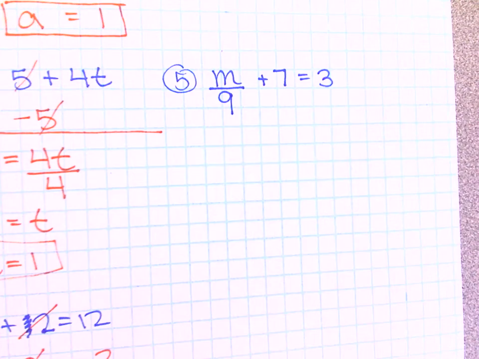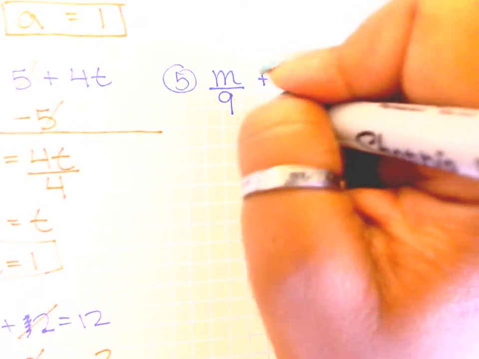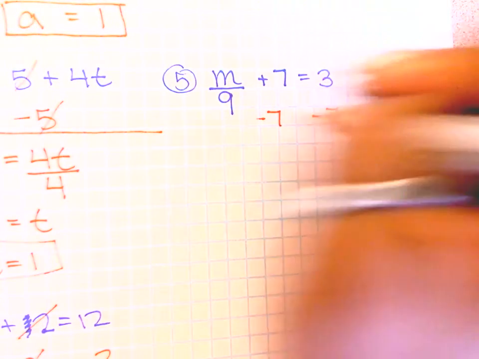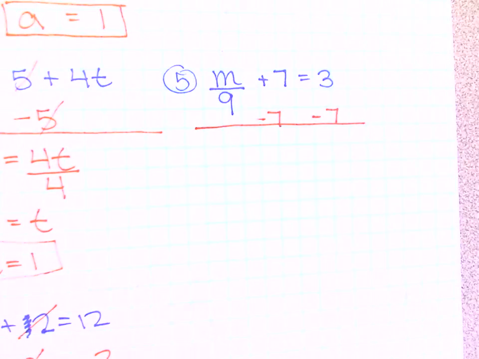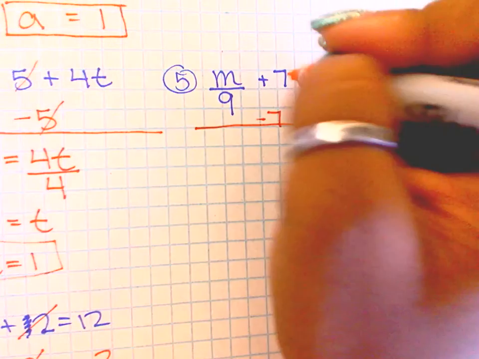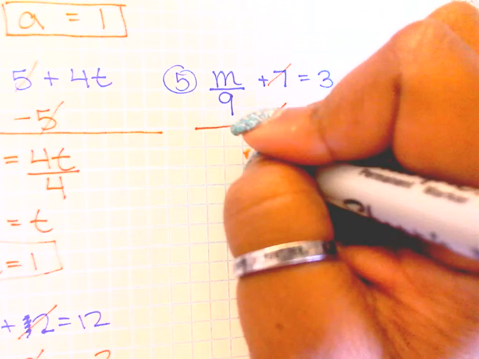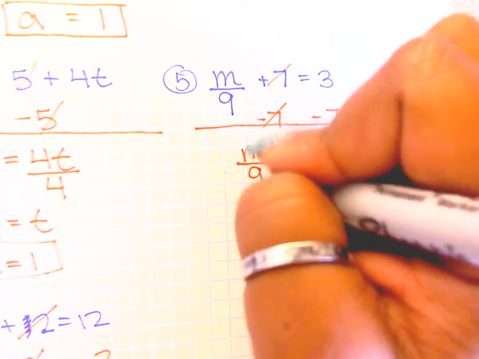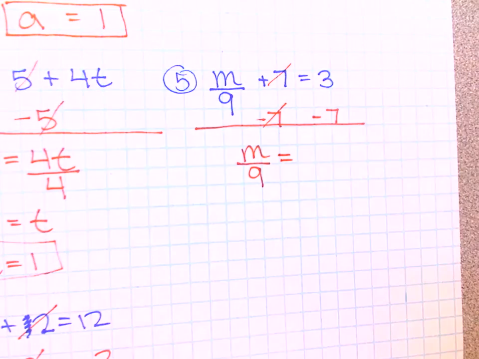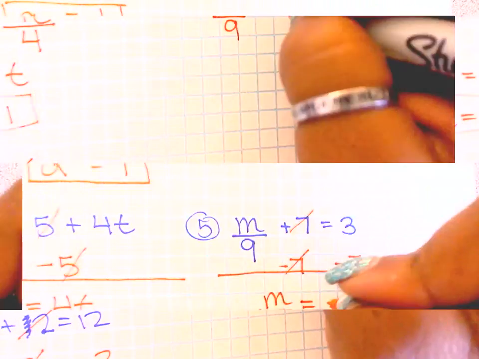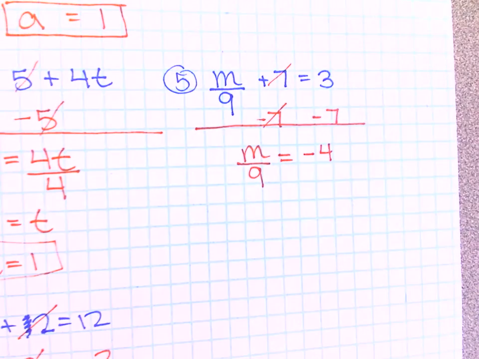So again, I have to add or subtract first before I multiply or divide. So I'm going to subtract 7 from both sides and draw my line. My 7's cancel. So I am left with m divided by 9 equals 3 minus 7 is negative 4. Ms. Graham, what do I do now?